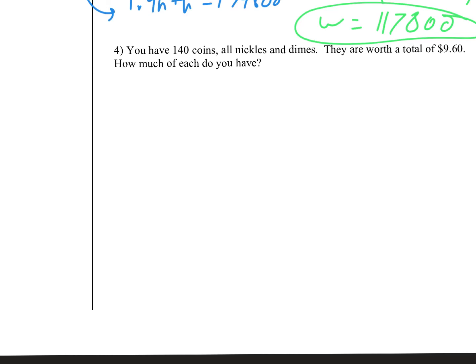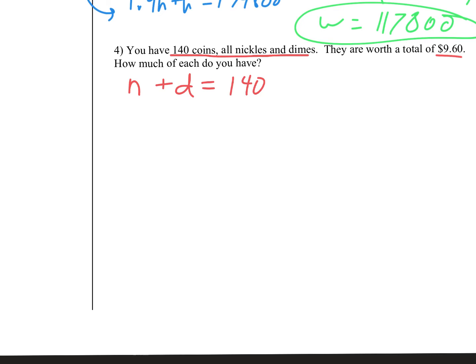All right, so this was 140 coins, nickels, and dimes. This is actually pretty similar to number 2, I would say. And so the first one, I can make an equation based on this sentence. So I would just say the number of nickels plus the number of dimes is 140. This equation has nothing to do with money. It's just coins. A nickel is 1 coin, a dime is 1 coin. The second equation I would say has to do with money, and so for that one, it's going to be based on the $9.60 here.